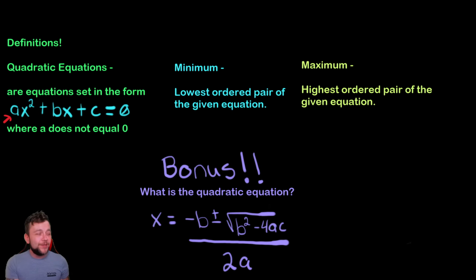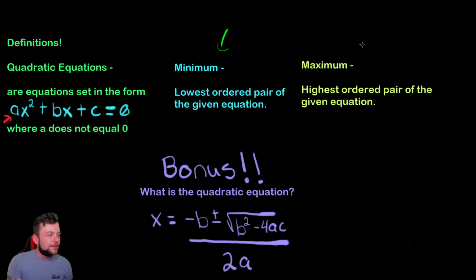Whoops, I just revealed it. So what is the quadratic formula? It is x equals minus b plus or minus the square root of b squared minus 4ac, all of that over 2a, right? That's a lot. That's a mouthful. Take a screenshot, you'll be fine, right? Don't worry too much. But let's talk a little bit more about our minimums and our maximums.